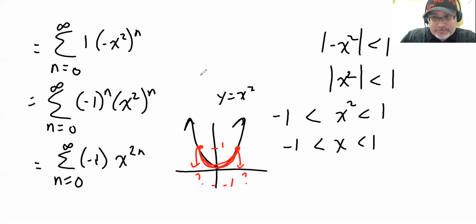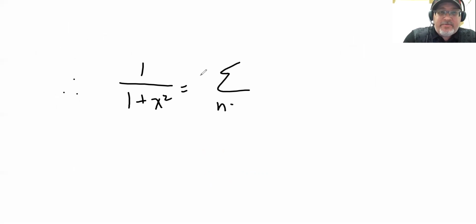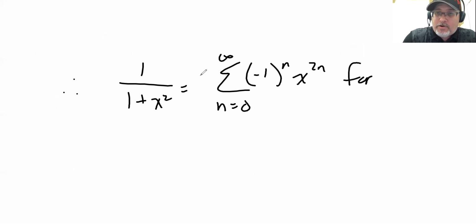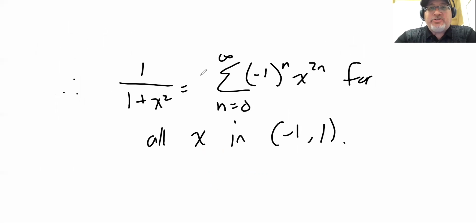So our conclusion, therefore: 1 over 1 plus x squared will equal the sum from n equals 0 to infinity of negative 1 to the n, x to the 2n, for all x in the interval negative 1 to 1. In a geometric series, you never pick up the endpoints for convergence, but it is something we're going to have to consider here in just a little bit. But in general, for a geometric series, you don't.